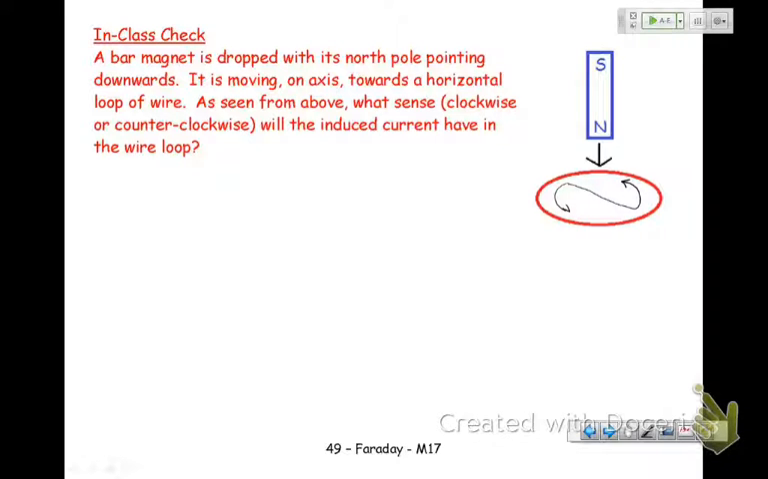Let's just do a couple more. Let's reinforce this. I'm going to pull that guy away. What will this loop do to try and stop this change? North pole leaving is going to be attracted back by a south pole. Put the south in, put the arrowheads on. Oh, that's a clockwise current.